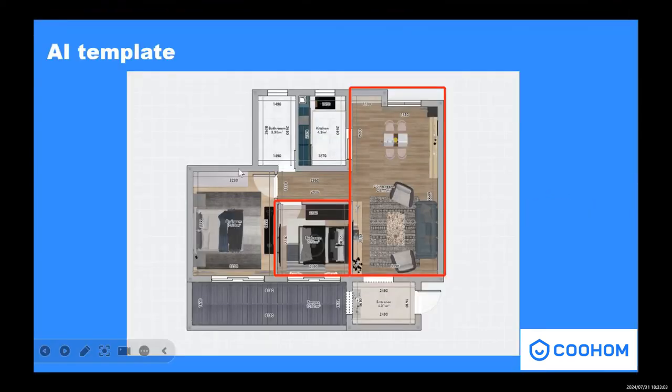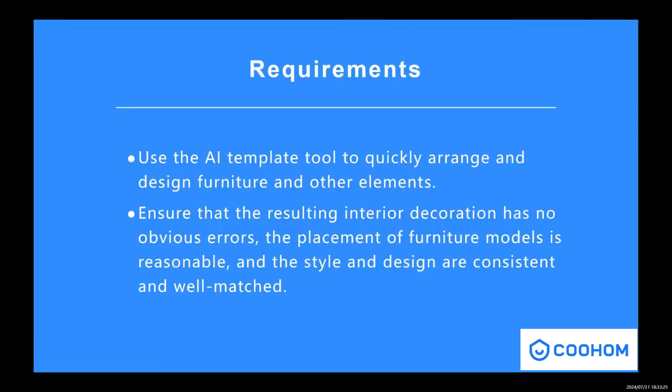And we have a small assignment for you guys. You need to choose a bedroom and also a living room, use the AI template to generate these furnitures, and make some copies and rotations of these furnitures, so they have a unified style. So that's the requirement for you guys.